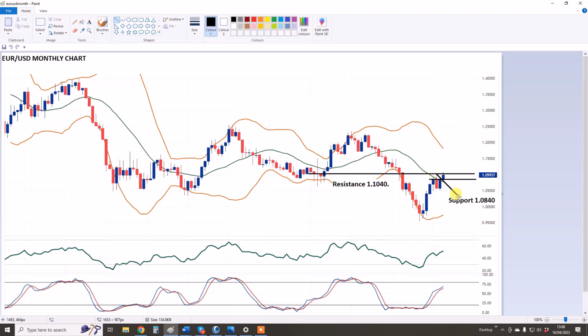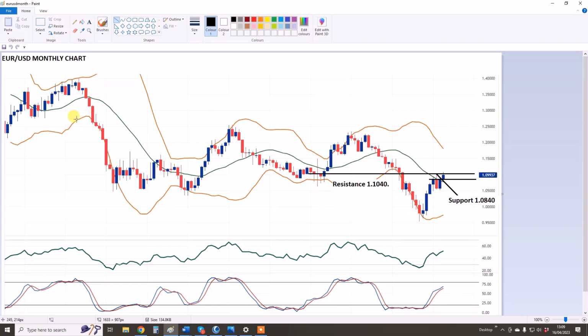In terms of support, four bodies lining up around 108.40. Now, in terms of technicals, you can make an argument for it going either way. You need to know the fundamentals and sentiment behind the chart to give you clues to where this pair might go. And I think the fundamentals and sentiment point to a really good correction to the downside.